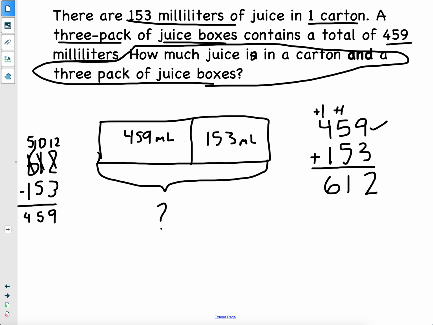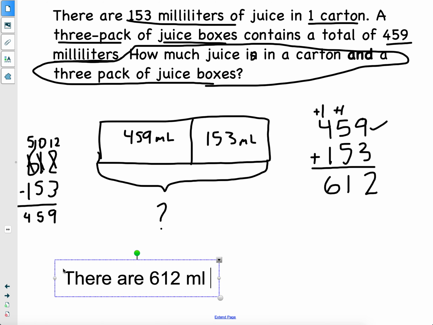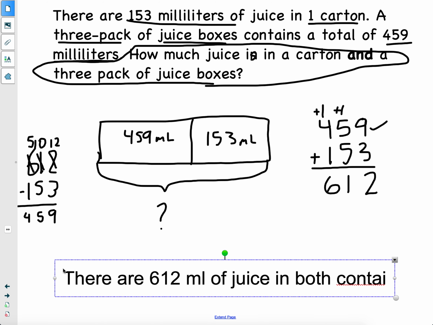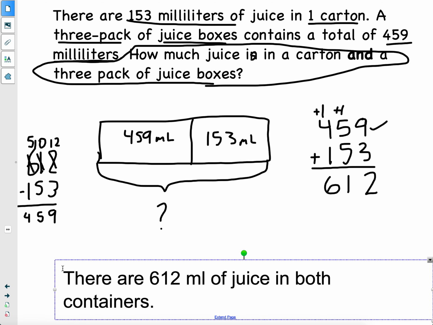So what's our final answer? What should I write? There are 612 milliliters of juice in both, I'm just going to say containers. 3-pack of juice boxes and the carton.